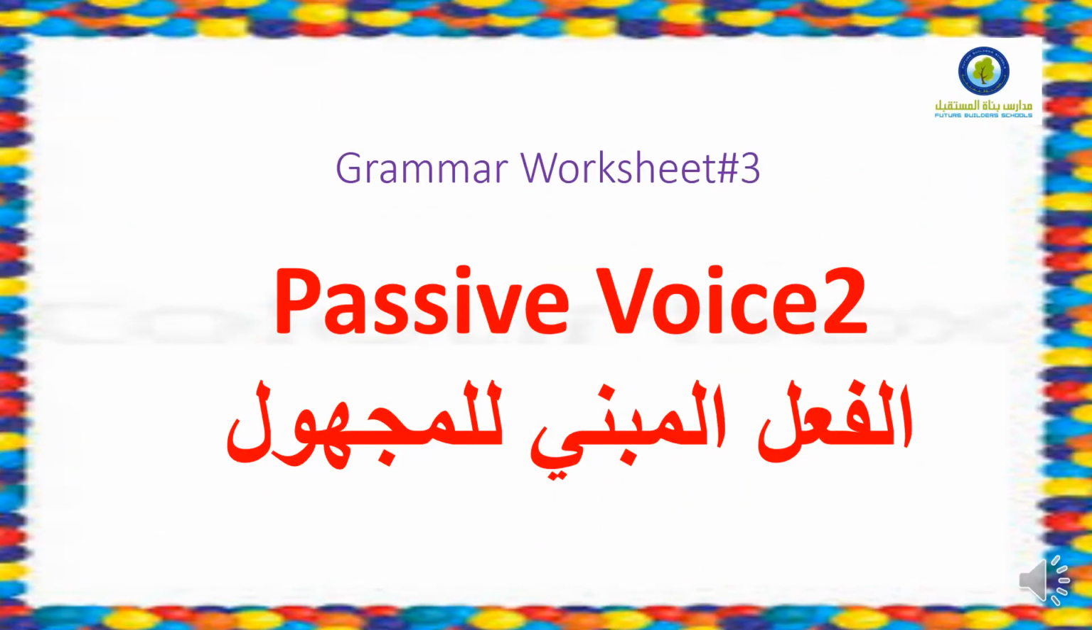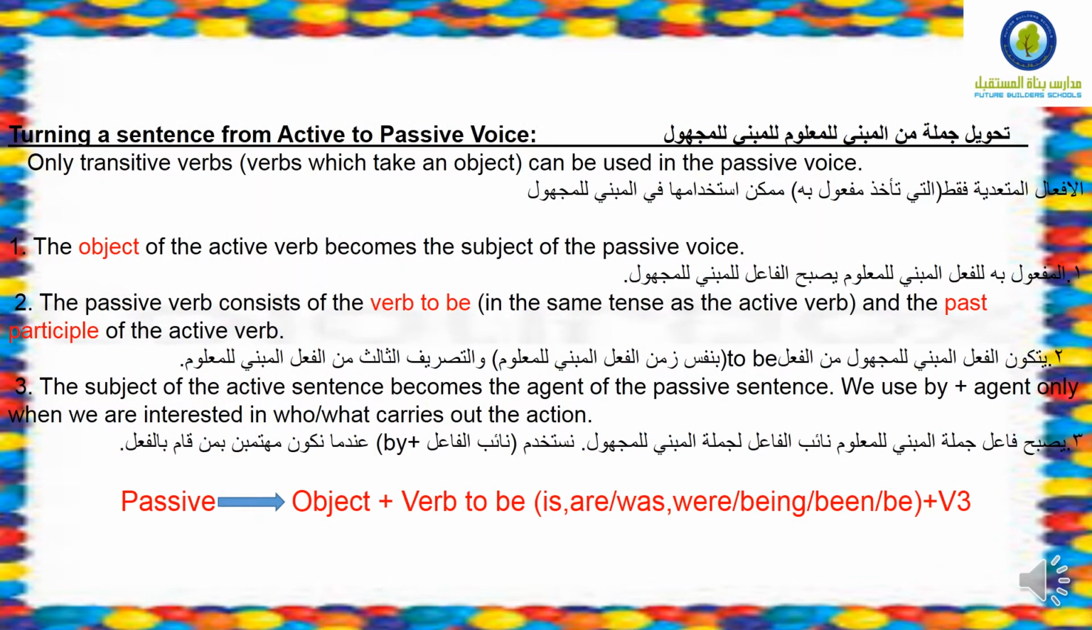Our worksheet 3, passive voice number 2. I think that you saw this page before, but only to remind you how to change any active sentence into passive. Remember that first of all, number 1, you bring the object of the active verb. Then number 2, you choose one of the verbs to be: is or are, was or were, being, been or be. Then number 3, you can put by if you know who did the action, like Sami, like Muntaha, like Ahmed. But for someone, somebody, people, children, we don't put this because it's someone that you don't know, or you don't know exactly who he or she was.